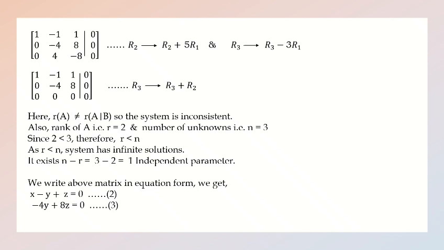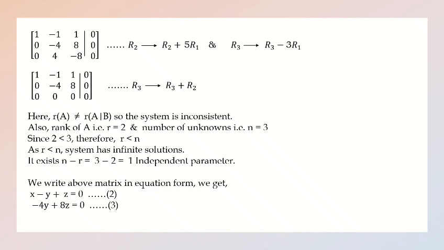So here rank of A is equal to rank of AB. So the system is consistent. Also rank of A, that is R, is equal to 2 and the number of unknowns, that is n, is equal to 3. Since 2 is less than 3, therefore R is less than n, and as R is less than n, the system has infinite solutions. There exist n minus R, that is 3 minus 2, which is equal to 1 independent parameter. Now we write the above matrix in equation form.